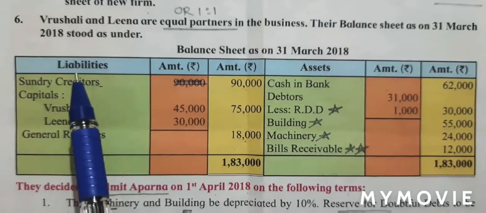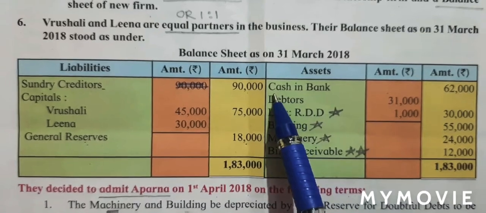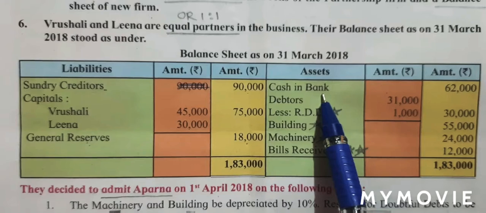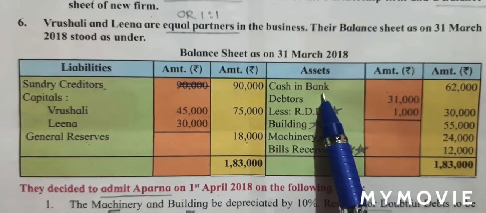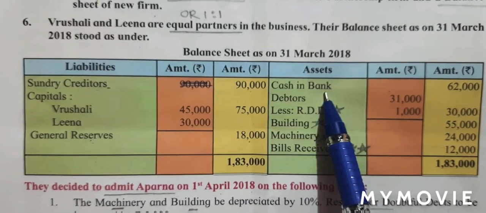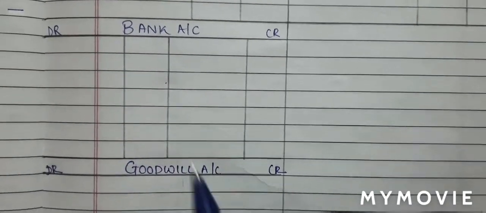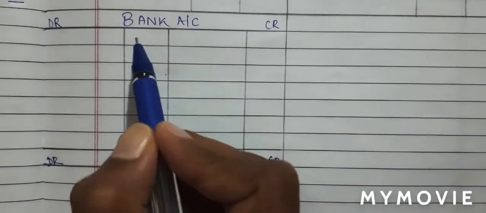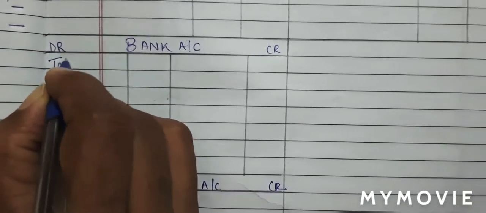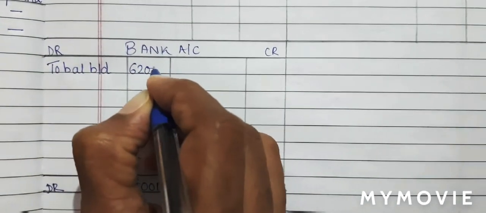So students, we have completed liability side. We will now move on to asset side. The first is given to us is cash in bank. So cash in bank, students, as you are aware, we will be preparing a working note. So we'll prepare a working note for bank account. So we normally prepare working note for 2 columns, that is cash or bank and goodwill account. So we have prepared bank account as a working note. On the debit side, I'll write down as to balance brought down 62,000.